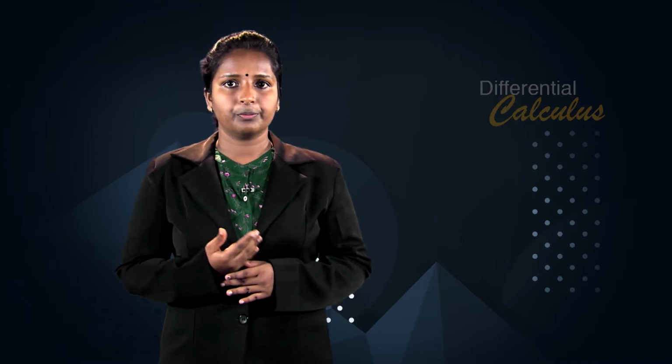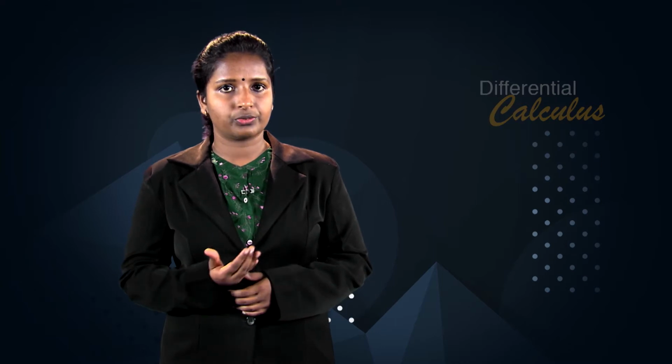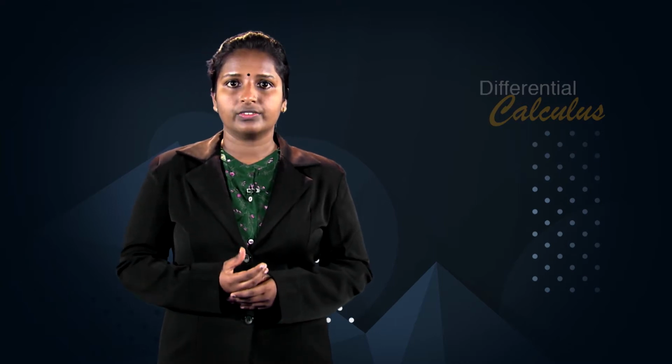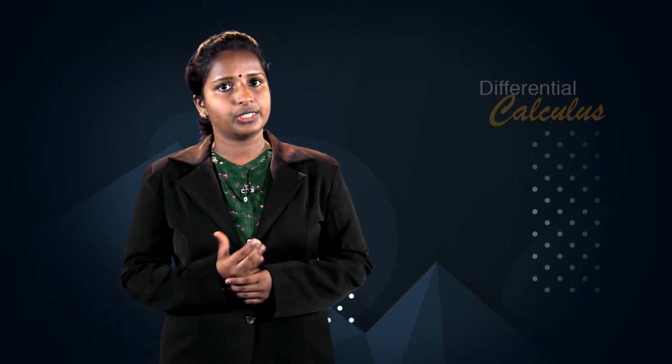Now, let us prove the product rule. d/dx of fg equals the limit as h approaches 0 of [f(x+h)·g(x+h) − f(x)·g(x)]/h. To change this fraction into an equivalent one that contains difference quotients for the derivatives of f and g, we subtract and add f(x+h)·g(x) in the numerator.